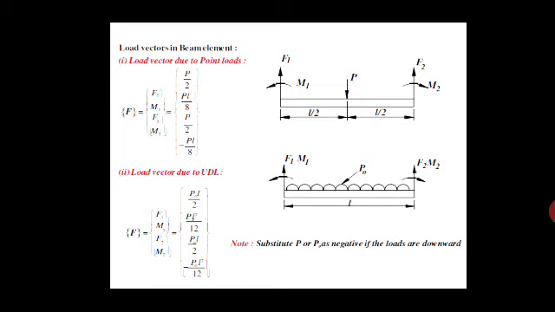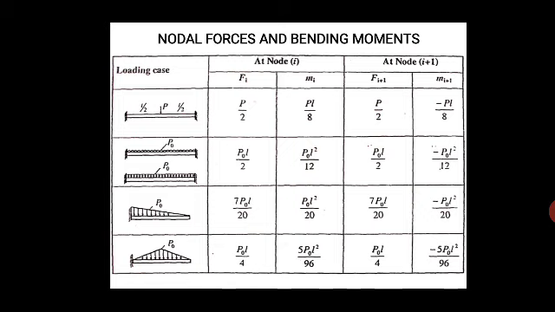And whenever it is a UDL, we will write the forcing function as P naught L by 2 and moment P naught L square by 12, and at the end also we can write P naught L by 2 and P naught L square by 12. And remember this nodal force and bending moment table for solving the problems.